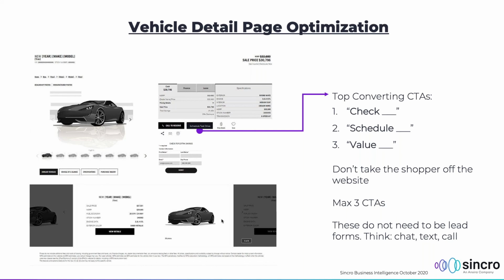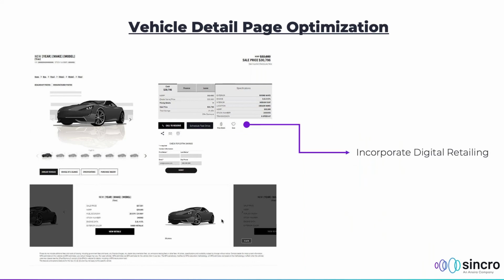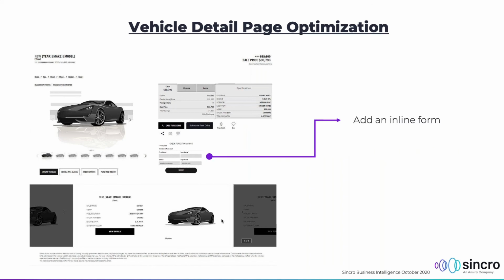Maximum of 3 CTAs, and they don't have to link to a form. You can link them to chat, text, messaging, calling, whatever you think is best for those particular call to actions. Make sure you incorporate your digital retailing here, whether that's a payment view, a slide out. You might have to take them off site. I still prefer not to, but make sure you have your digital retailing here.